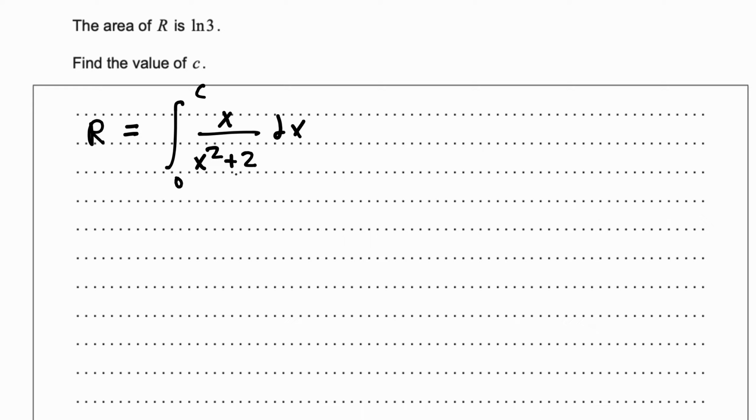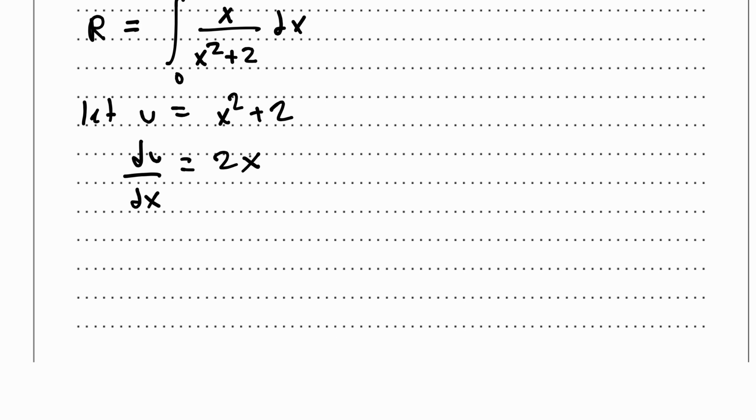Let's do a u substitution, and the reason for u substitution is that in this current format there's nothing much I can do to solve this integral. I need to make it simpler, and to do that I'll use a u substitution. Let u is equal to x squared plus 2. Now differentiating both sides, du upon dx is equal to 2x. On the numerator I have x dx, and from this expression I can also derive x dx, and so I can directly substitute that into my original integral.